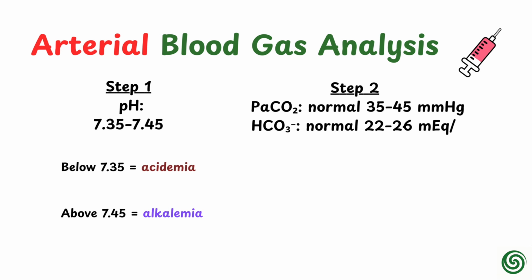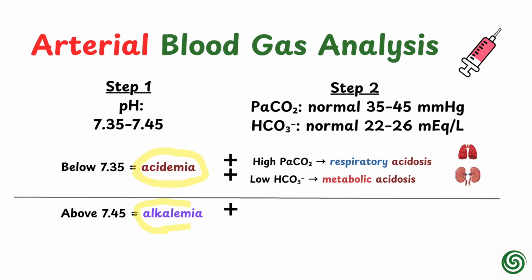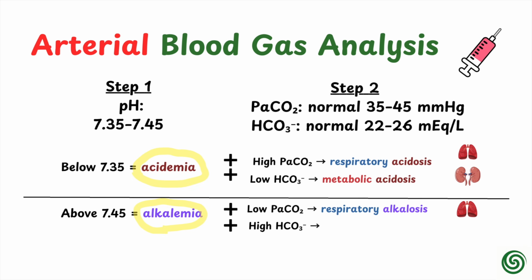If we have acidemia with high CO2, that means we have respiratory acidosis. If we have acidemia with low bicarbonate, that means we have metabolic acidosis. Alkalemia plus low CO2, that means respiratory alkalosis. Alkalemia with high bicarbonate means metabolic alkalosis.